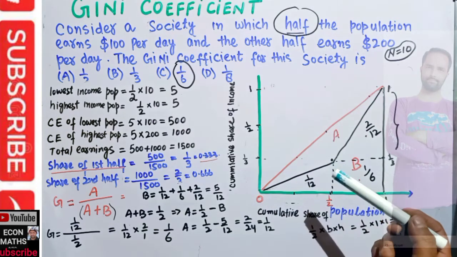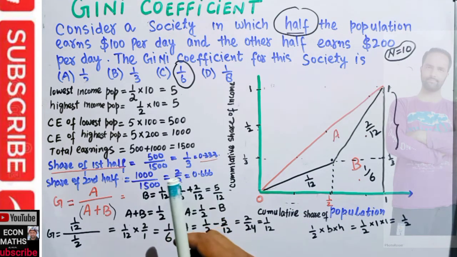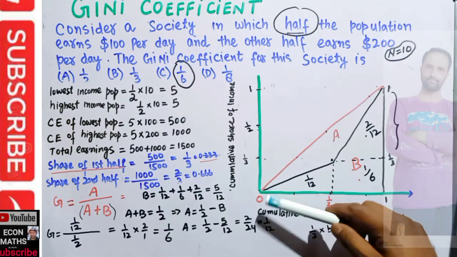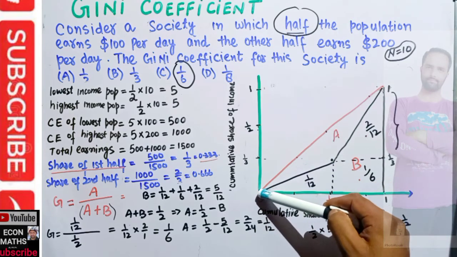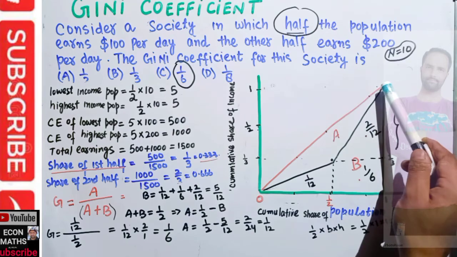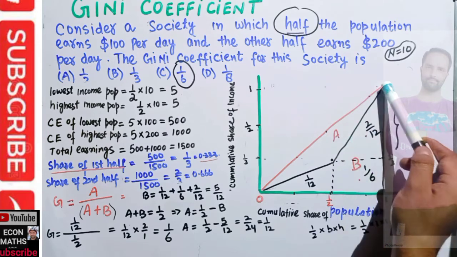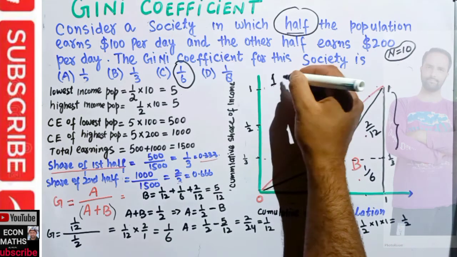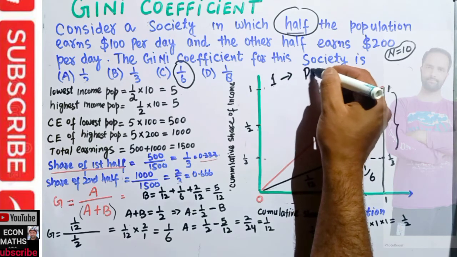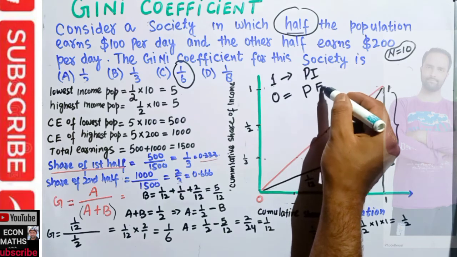This Gini coefficient, if we want to calculate, how do we calculate? We simply find the area which lies between the line of perfect equality and this line, what we call the Lorenz curve. This area upon the area of this whole triangle gives us the Gini coefficient. And by the way, if we get Gini coefficient as 1, we say there is perfect inequality. If we get the value of Gini coefficient equal to 0, we say it is perfect equality.